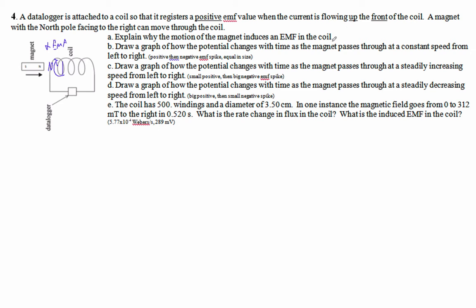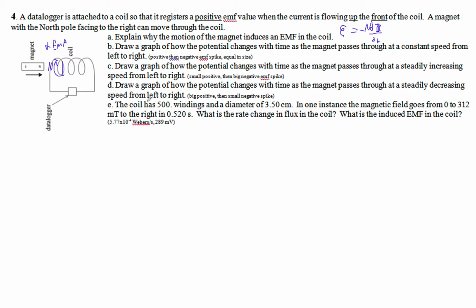Explain why the motion of the magnet induces EMF in the coil. So use Faraday's law, right? The EMF is the rate change of magnetic flux. As the magnet gets closer, the magnetic field increases, which changes the flux over time, which induces an EMF.